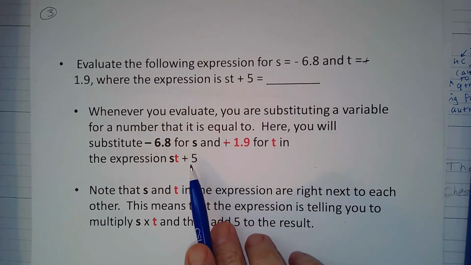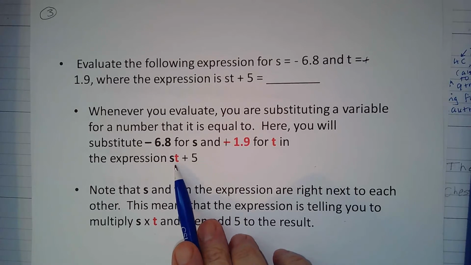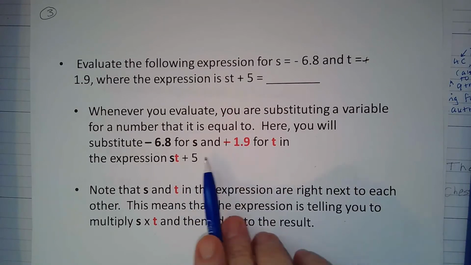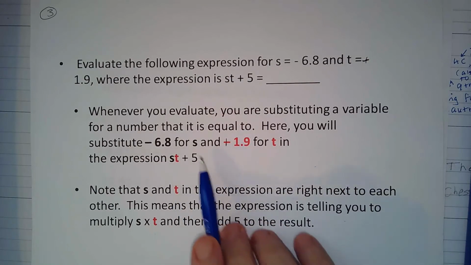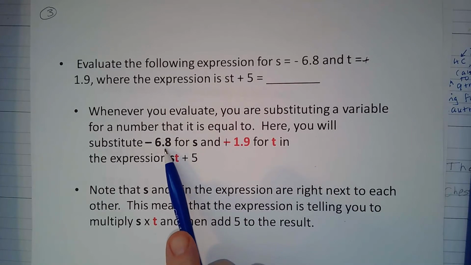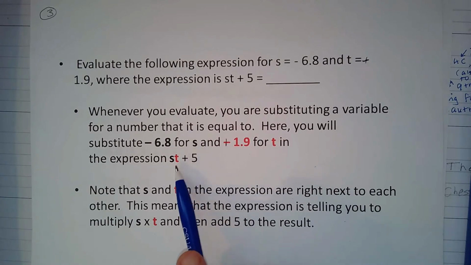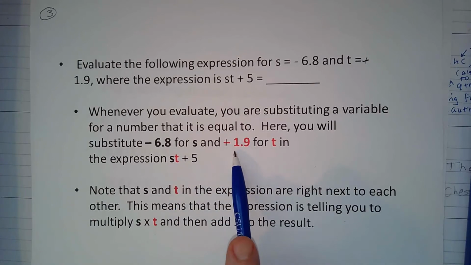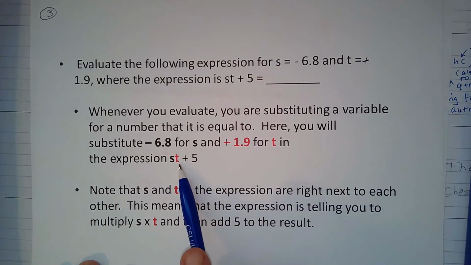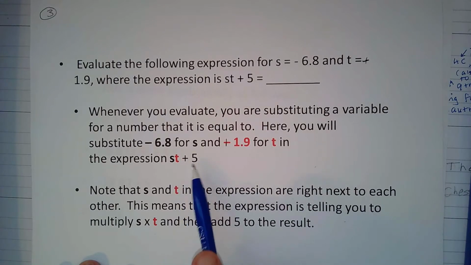So our expression is s, and it says st plus 5. Now notice I color-coded all of these because I want you to know that the bolded black number here, negative 6.8, represents s. So I'm going to substitute negative 6.8 for this s. And over here, the 1.9, which is positive, I'm going to substitute that for t. And multiply these two numbers together and then add 5 to it.